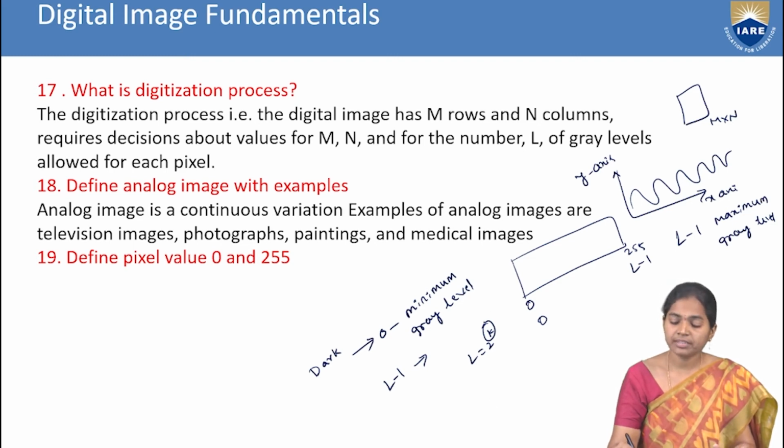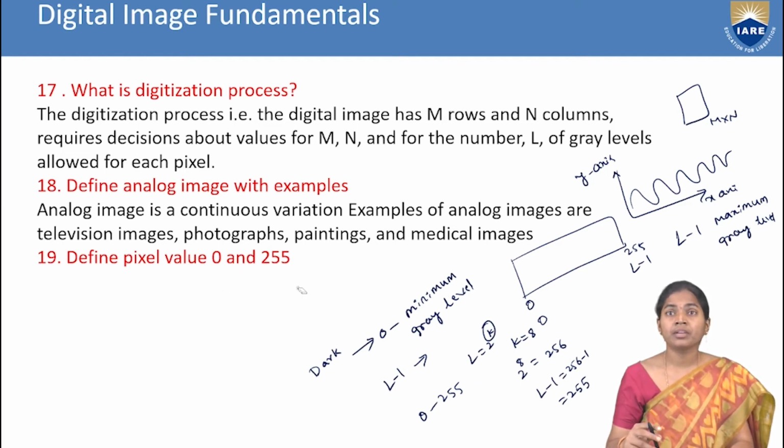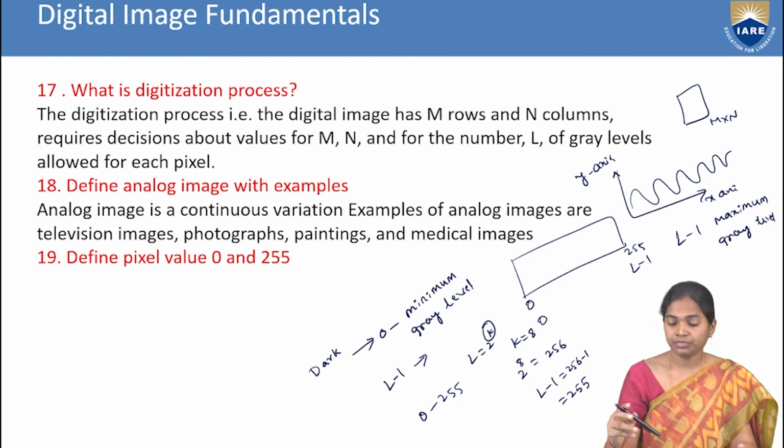0 to 255 means k equals 8, so 2 power 8 is 256. L minus 1 is 256 minus 1, which is 255, so the range is 0 to 255. The minimum gray level is 0, and 255 means each pixel uses 8 bits. So L equals 2 power k, 2 power 8 means 256, and 0 to L minus 1 is 256 minus 1, which is 255.